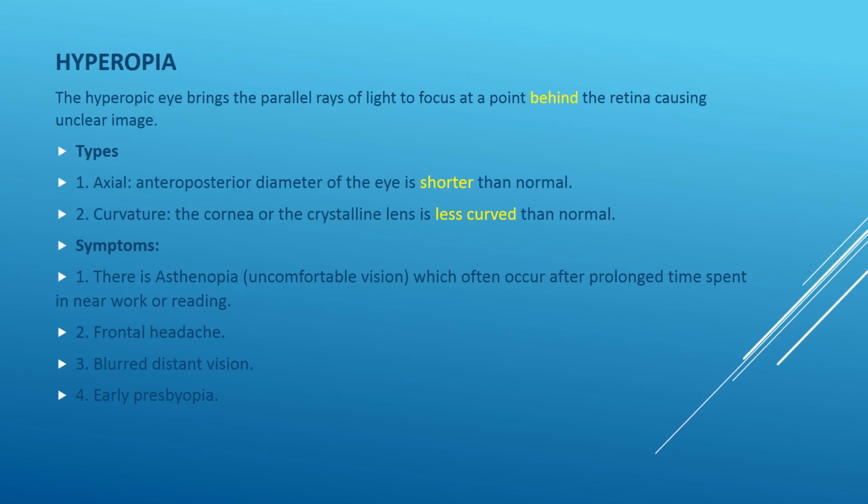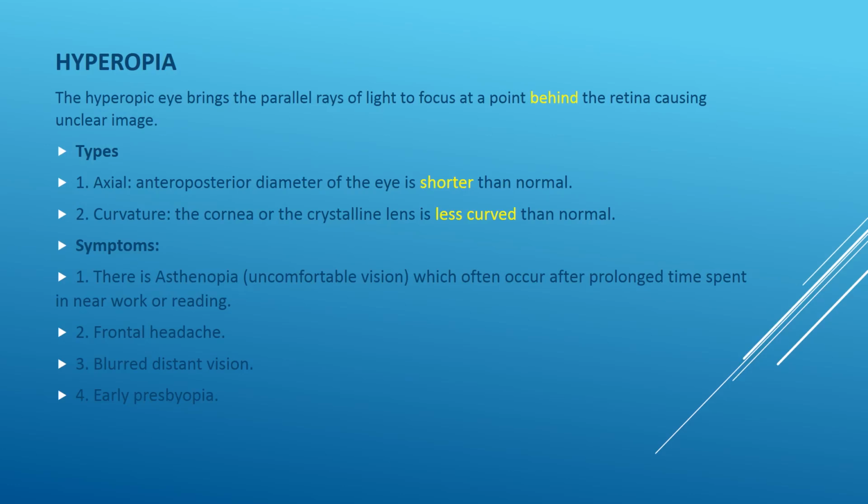Most children are born with mild hyperopia, which is physiological, due to the small size of the eye, but this usually resolves in the second decade of the life. Types of hyperopia include axial hyperopia, in which anterior-posterior diameter of the eye is shorter than normal. Second, curvature hyperopia, in which the cornea or the crystalline lens is less curved than normal.